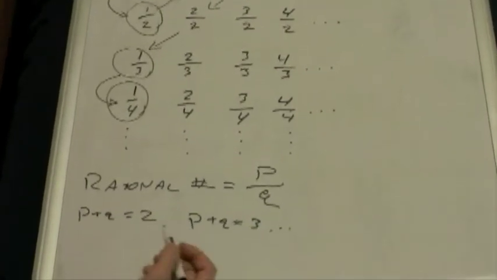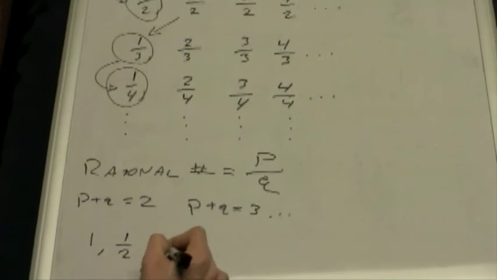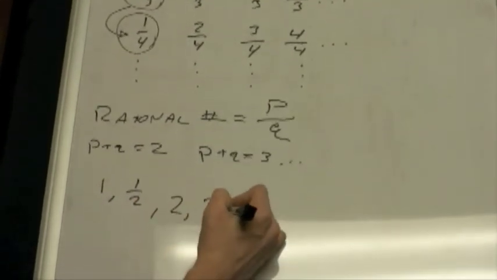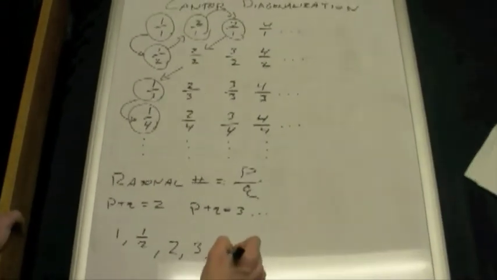Once we would have finished doing this infinitely, we can then list our numbers. So first we have 1 over 1, or just 1. Next we have 1/2, then 2, and 3, and then we skip over 2 over 2, and then we have 1/3, and this will continue forever.